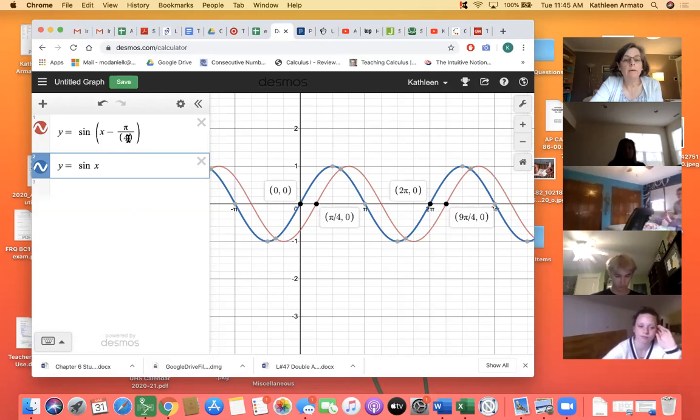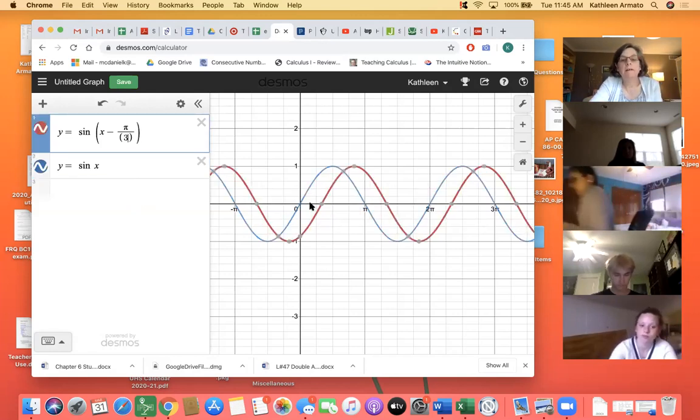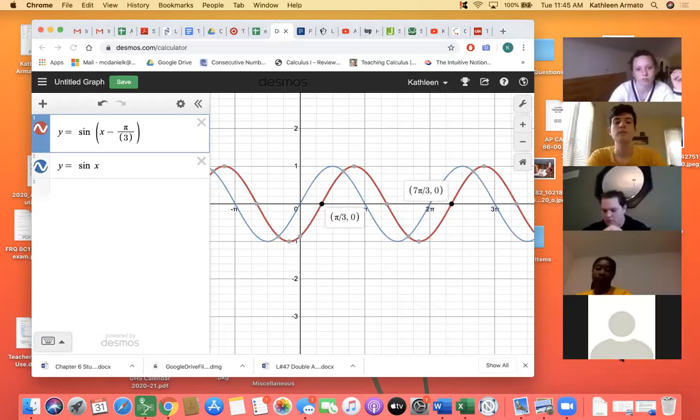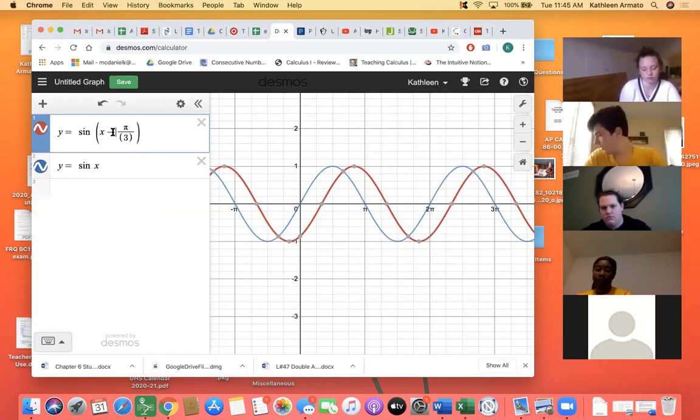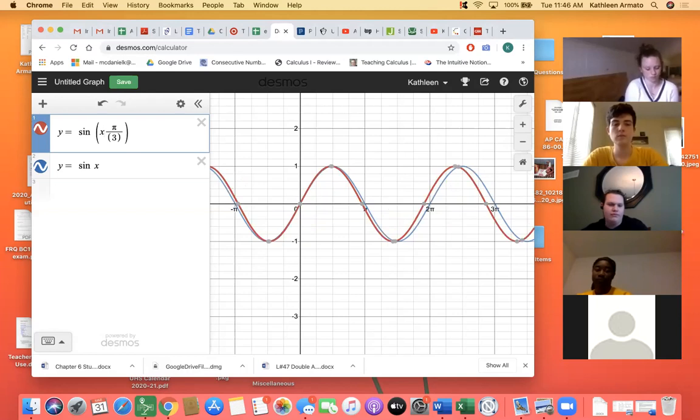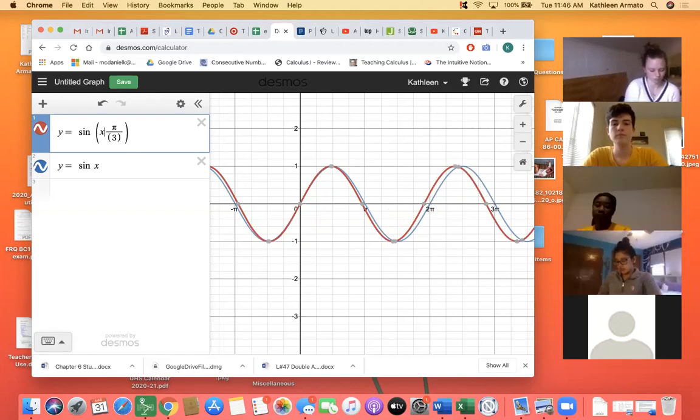Okay. If I do pi over 3, what does that look like happened? Ian, does it move right pi over 3 again? Yep, that's what it looks like. What's going on? What if I change this subtraction sign to an addition sign? What would be your guess as to what would happen? Will, do you have a guess if I change this to plus pi over 3 instead of minus? I'm going to go ahead and say it would shift the other way.